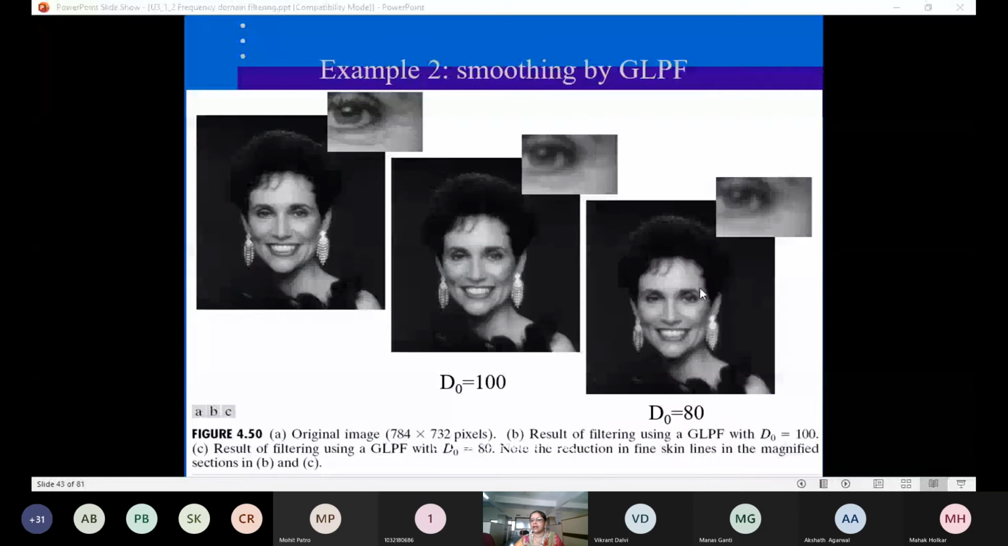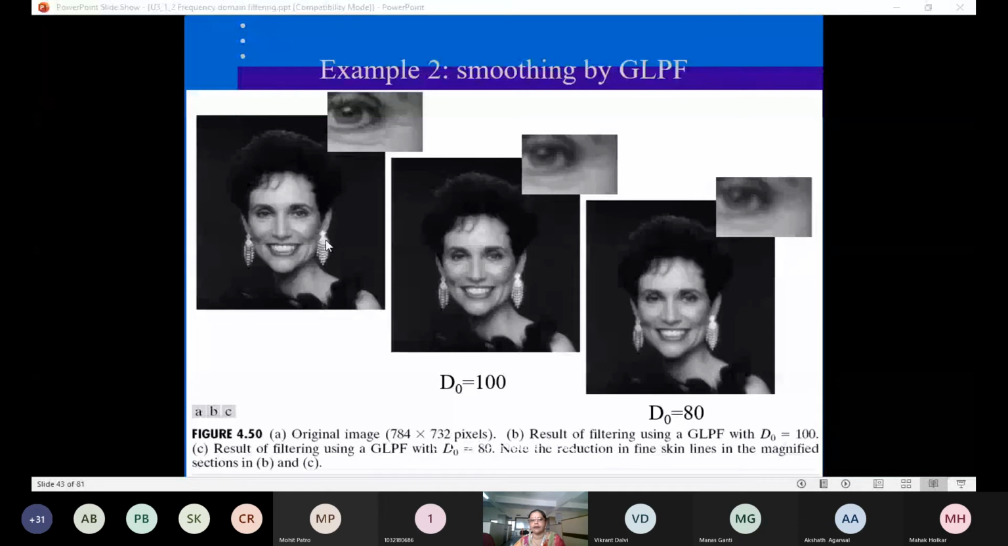This is one more example of Gaussian low pass filter. This is the original image, and if you zoom into the area near the eye, you can observe wrinkles on the face. There are these black lines, and these wrinkles are blurred when you apply a Gaussian low pass filter.